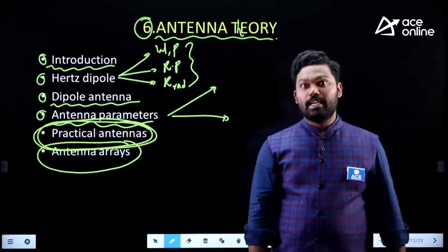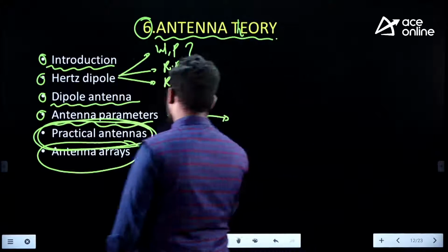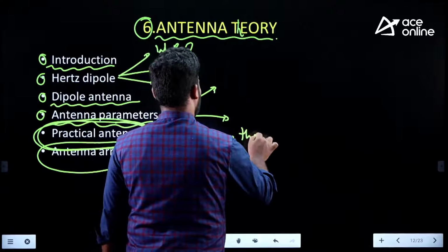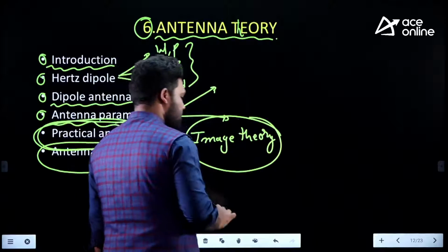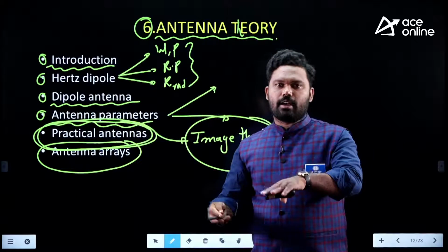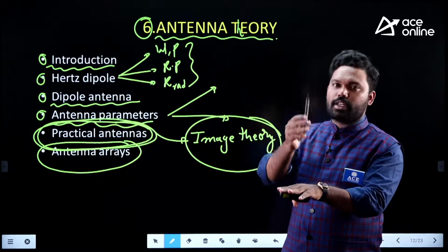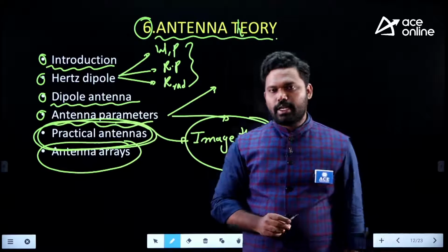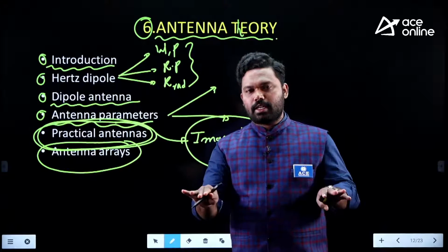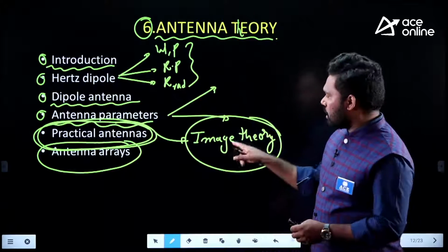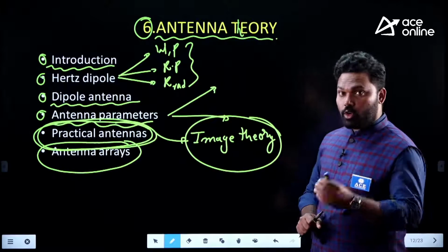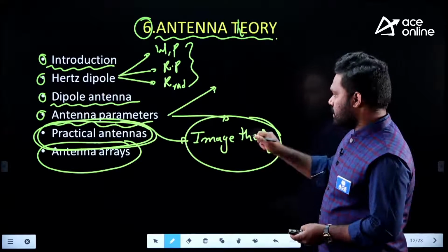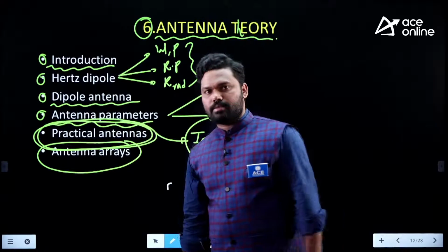And one should also know what is called image theory. Fine. What is the image theory? Suppose I place my antenna horizontal to the perfect conductor, vertical to the perfect conductor, and something like this, with different orientations, and what will this perfect conductor offer? So one should know image theory. Before going into understanding the monopole antenna, one should know image theory. And even this image theory will also help you in antenna arrays.